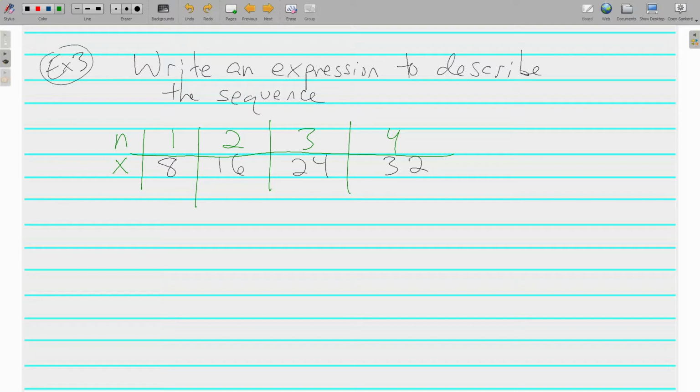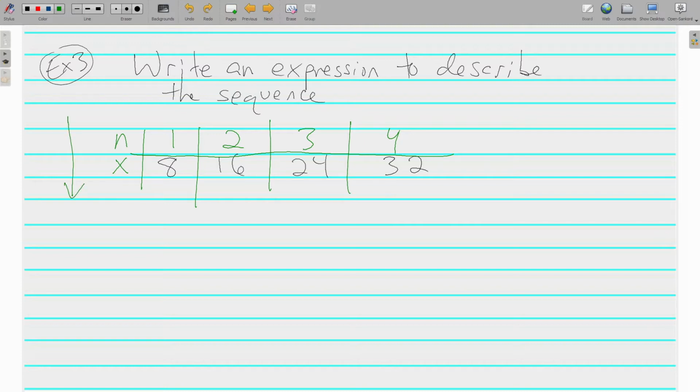The way I like to think about this is, what do you do to N to get X? And it has to work every time. In a previous video we talked about plus 8, plus 8, plus 8 as we move along this way, and that's true. That's what makes this an arithmetic sequence. But now we're trying to find the expression that represents it. And so we need to look this way.